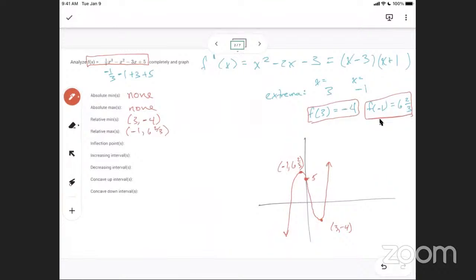Now for the inflection point, we're going to have to take the double derivative. So I'm going to do this in green. The double derivative is just taking the derivative of the derivative, and that's just going to be 2x minus 2. And if we solve this, 2 times x minus 1 equals 0, we get that x equals 1. So we know the inflection point is going to be, now let's take f of that function. What's f of 1? Plug it in. You're going to get 1/3 minus 1 minus 3 plus 5.